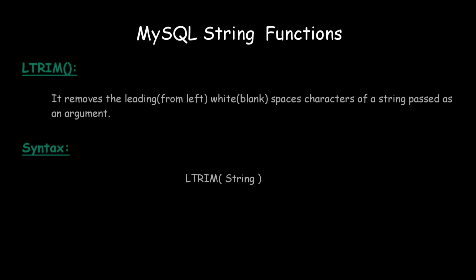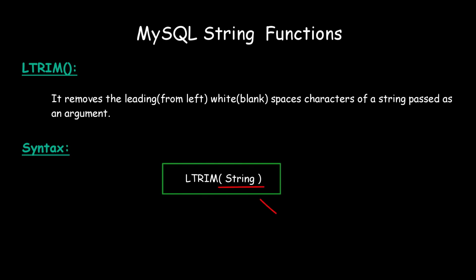First function, ltrim. It removes leading white space characters of a string passed as an argument. Syntax: ltrim(string). Here string is an argument because it is put in opening and closing parentheses. Whatever you put in opening and closing parentheses is an argument. Now come to the example.